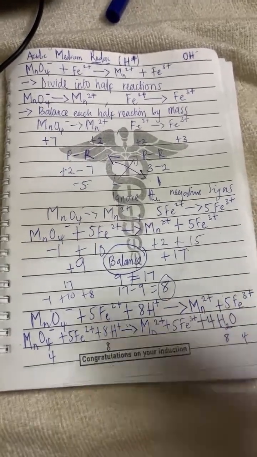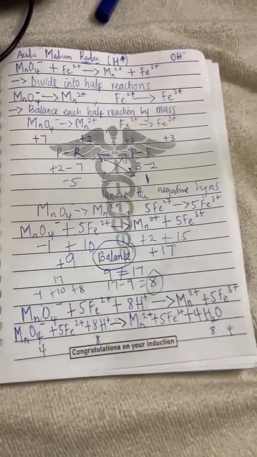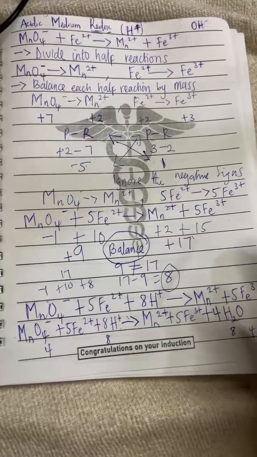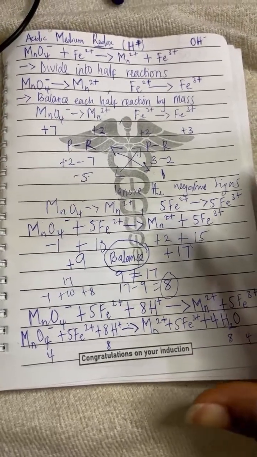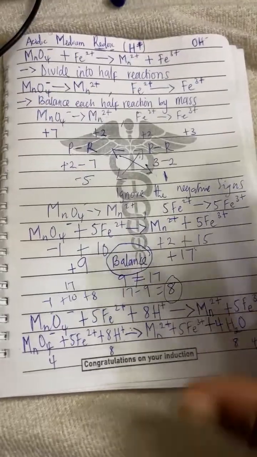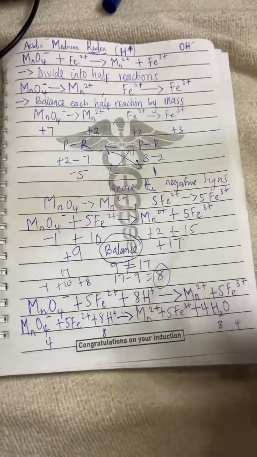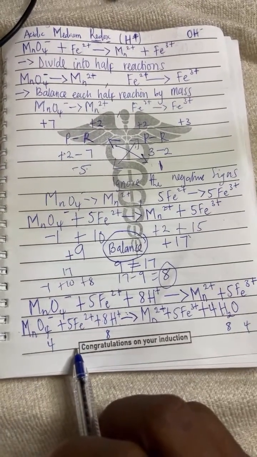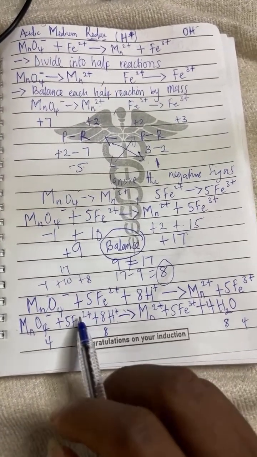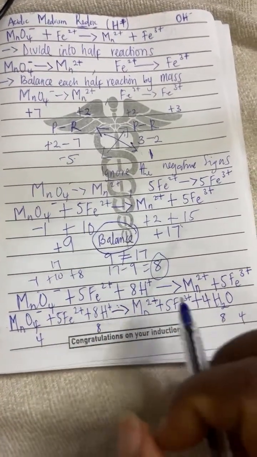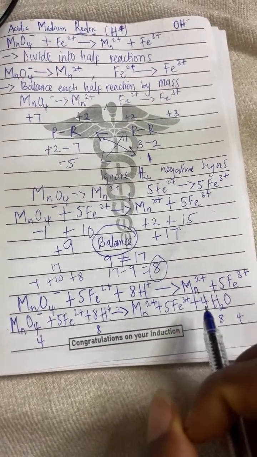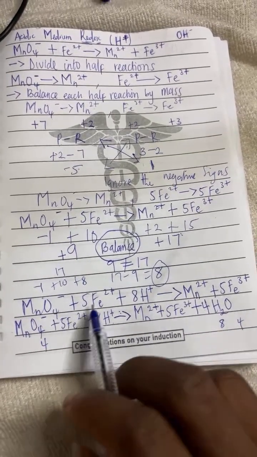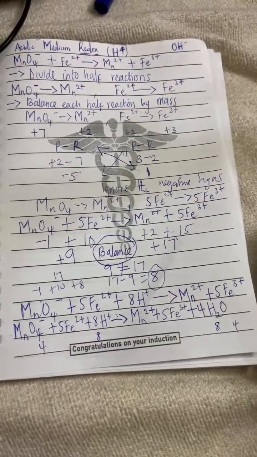We can even use the electron method, adding electrons to it, but that one is too stressful. If I want to solve the second one now, it will be faster. This is the first one, so I'm taking this with you gently. If you calculate the total charge here, you get 17, right? If you calculate the total charge here too, you also get 17. So the charges are balanced. Also, the masses are balanced, right?